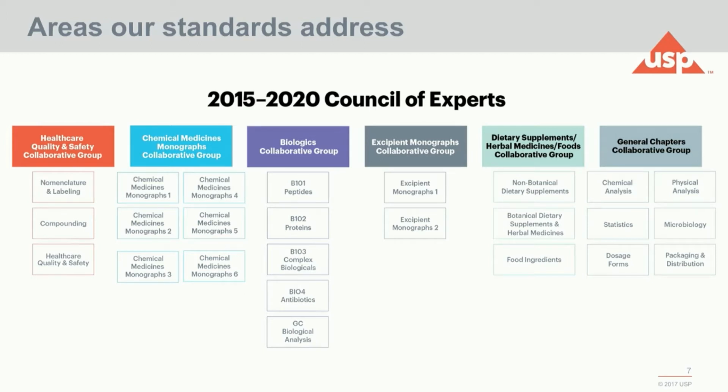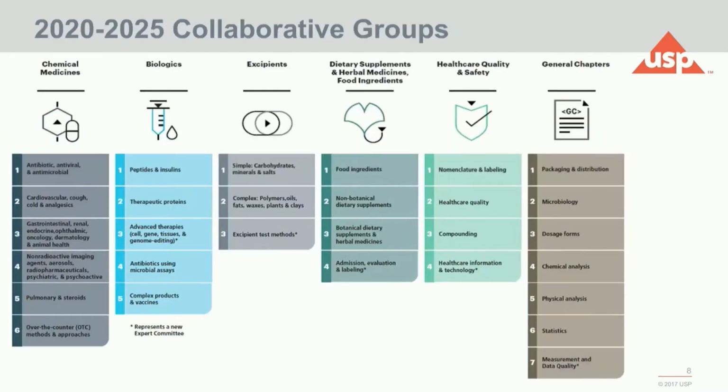You might notice in this slide that this says 2015 to 2020 Council of Experts. So we work in a 5-year cycle, and we are about to begin our new 5-year cycle in 2020. The Council of Experts, or the collaborative groups, will change slightly. So in Biologics, in the next cycle, we will be introducing a new committee that will focus on advanced therapies, so cell and gene therapy, as well as tissues and genome editing. And the other committees are fairly similar to what they are in the current 5-year cycle.